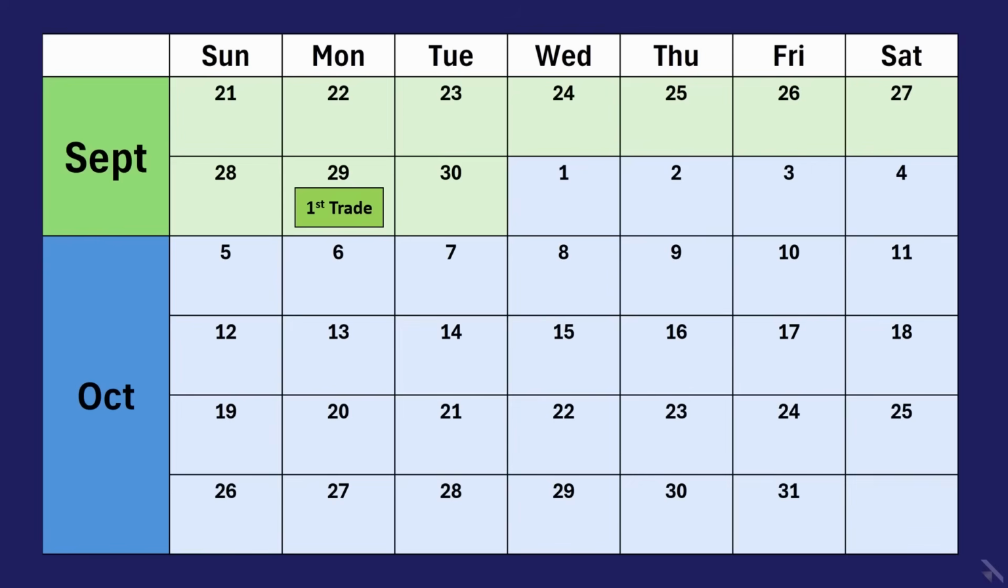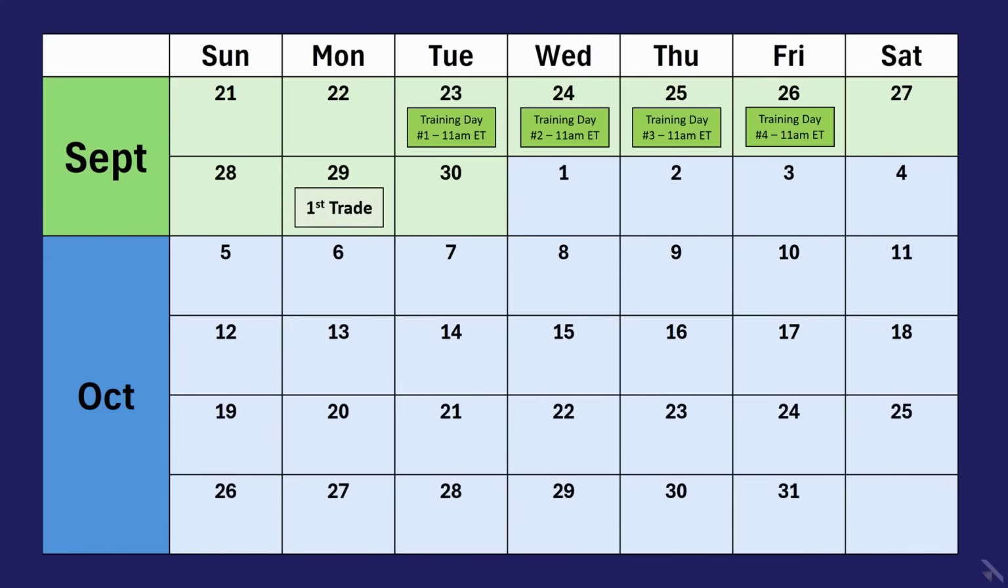So to do that first trade on September 29th, we are going to start training you on Tuesday, the 23rd. At 11 a.m., we're going to do a live trading class, and we're going to do them for the next 4 days, Tuesday, Wednesday, Thursday, and Friday. Now, these are all recorded, okay? So you don't have to view them live if you don't want to. You do have access to recordings. But in those 4 days, we're going to teach you the fundamentals of this trade. That way, you are ready to place that first trade with me on the 29th.